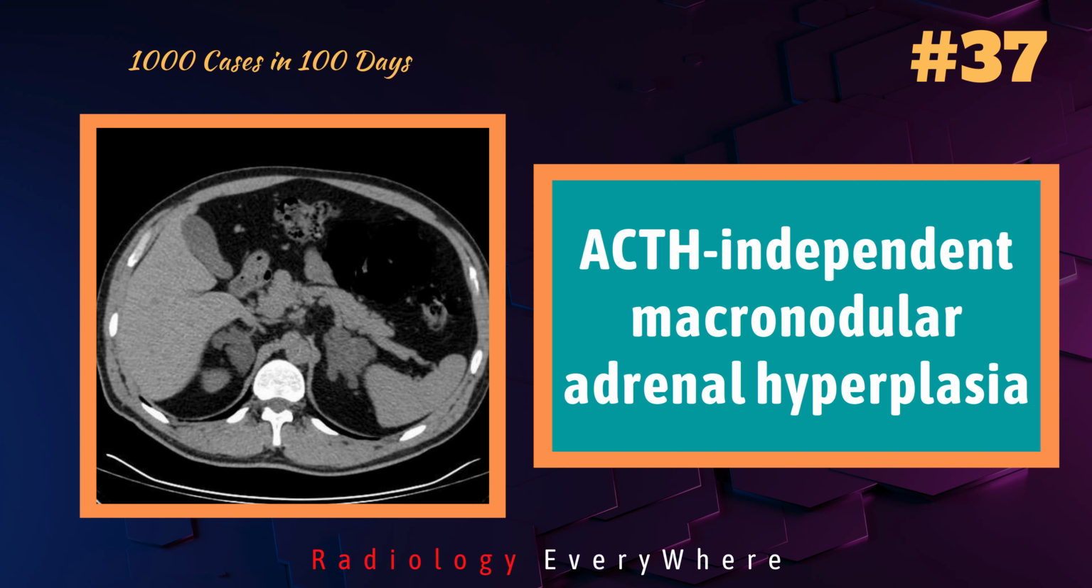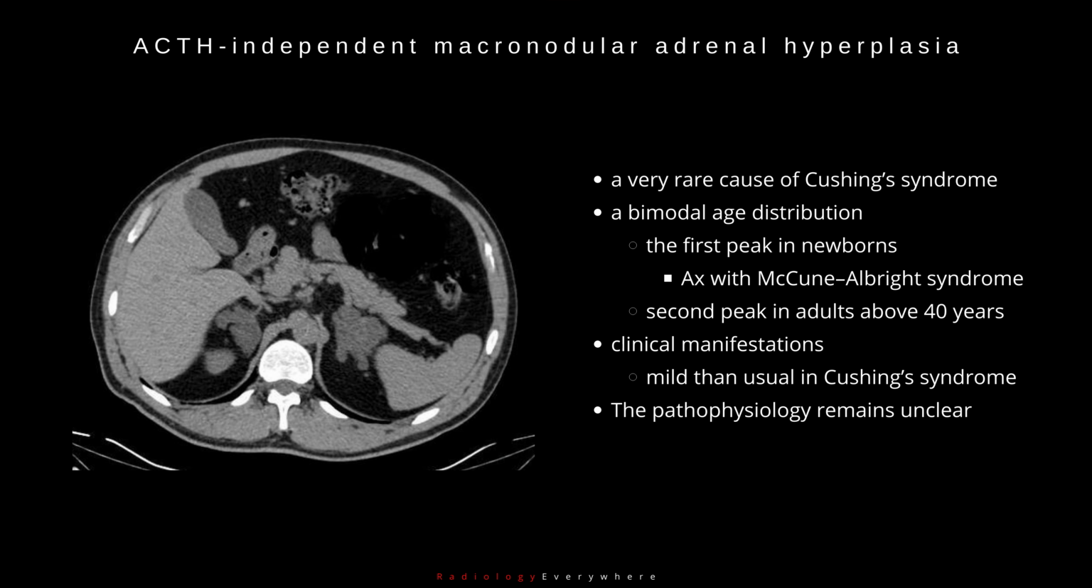In this video, we discuss ACTH-independent macronodular adrenal hyperplasia. This is a very rare cause of Cushing's syndrome. There is a bimodal age distribution, with the first peak in newborns, which is associated with McCune-Albright syndrome, and the second peak in adults above 40 years. Clinical manifestations of this syndrome tend to be milder than usual in Cushing's syndrome.